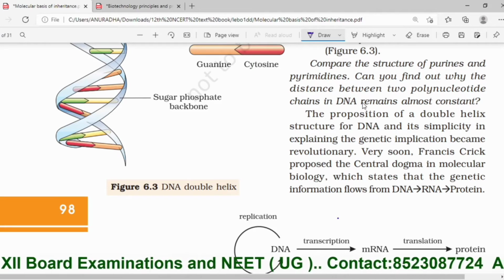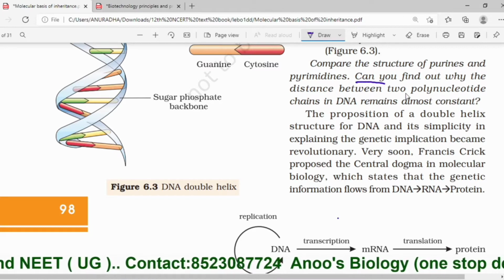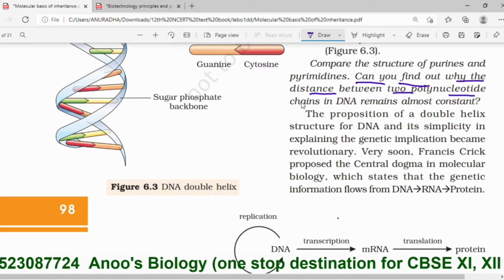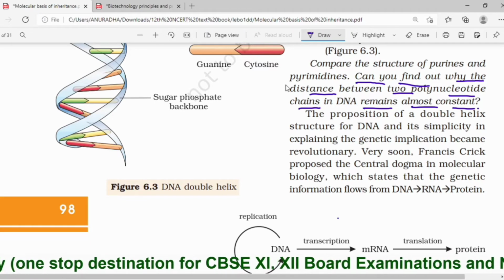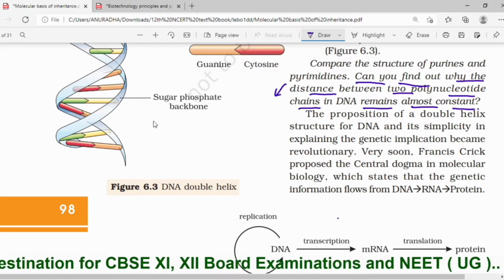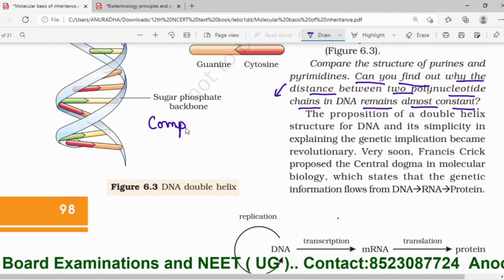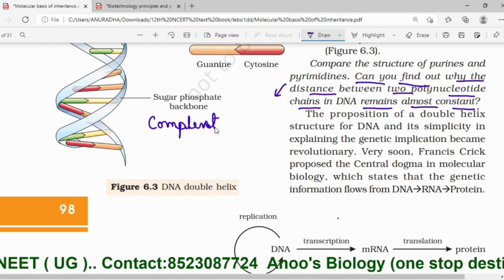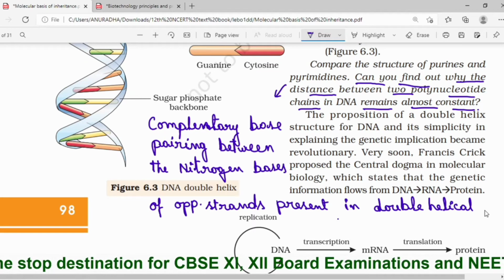Hello students, in this video I am going to explain the in-text question given in NCERT, that is, can you find out why the distance between two polynucleotide chains in DNA remains almost constant? This is because of the complementary base pairing between the nitrogen bases of opposite strands present in double-stranded DNA. So this is the answer.